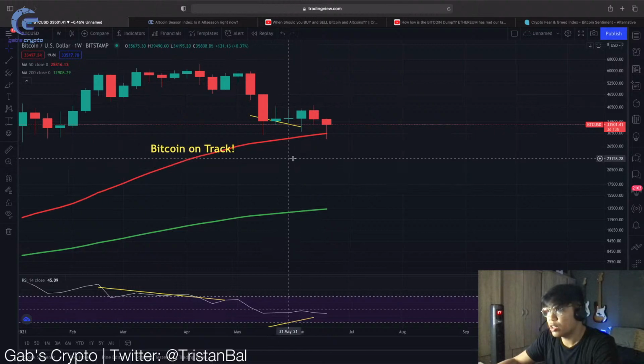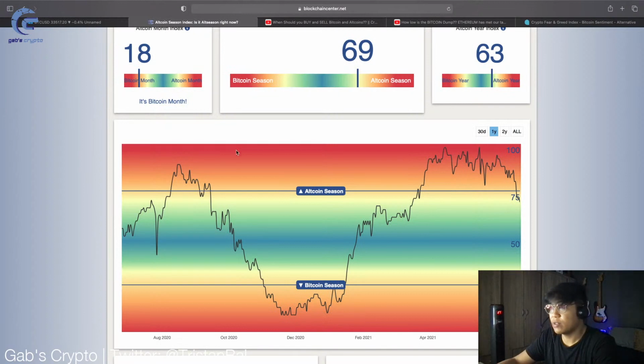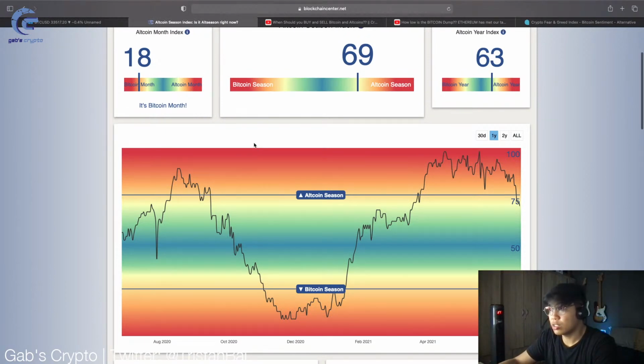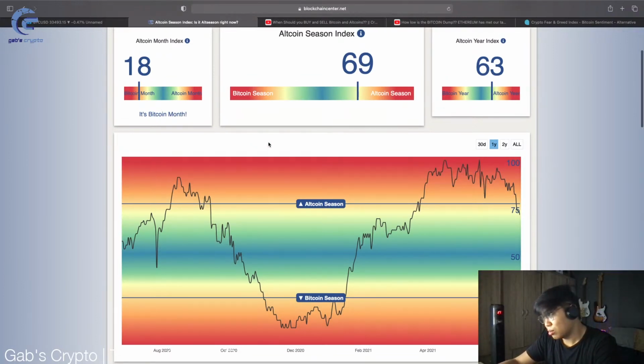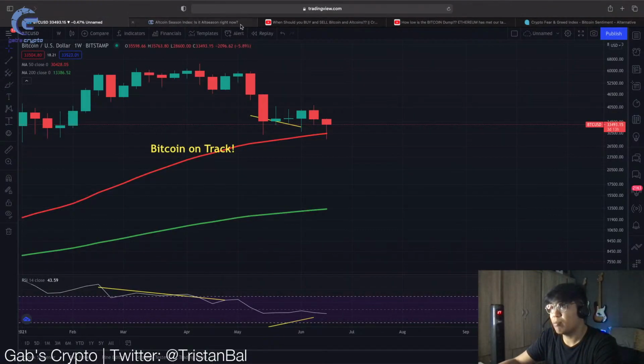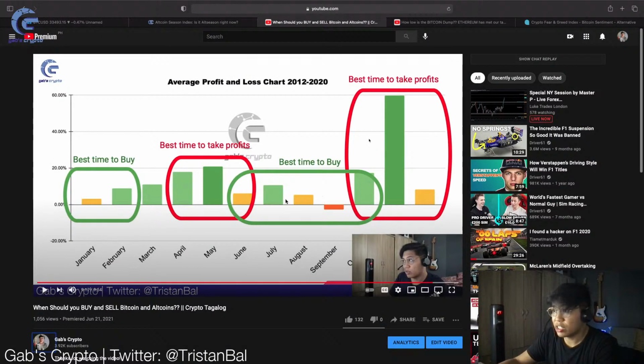So now, let's try to look at altcoins. I actually have on-chain data right now for altcoins, and this is actually bad news. If you could recall, guys, I mentioned the other day that we might possibly see a Bitcoin season. In fact, I also created a video indicating that altcoin season usually happens from January to May, and then Bitcoin season would start from June up until this big take profit area of Bitcoin, which is around October or November.